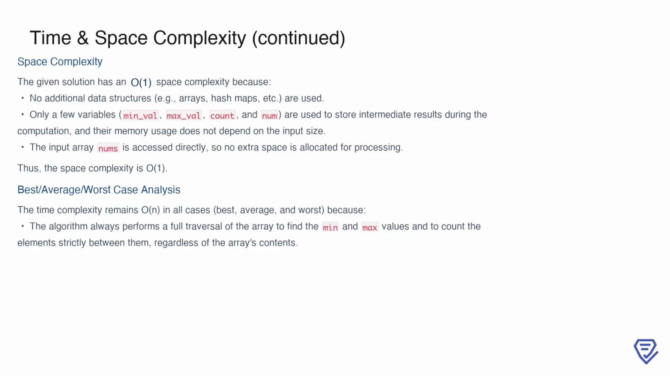Furthermore, the time complexity remains O(n) across all scenarios, best, average, and worst cases, because no matter the array's contents, the algorithm always performs a complete traversal to find the bounds and count the elements between them.